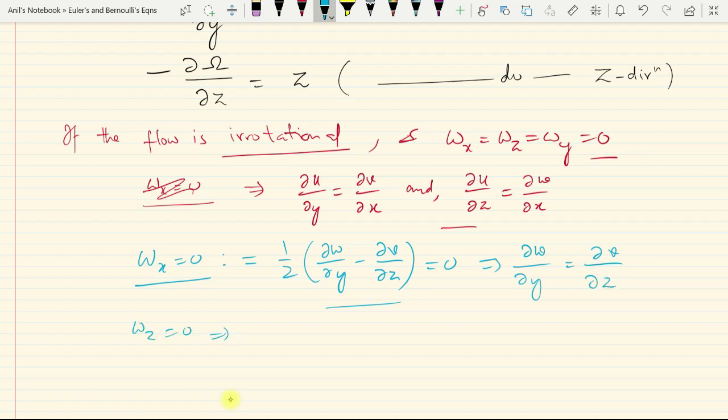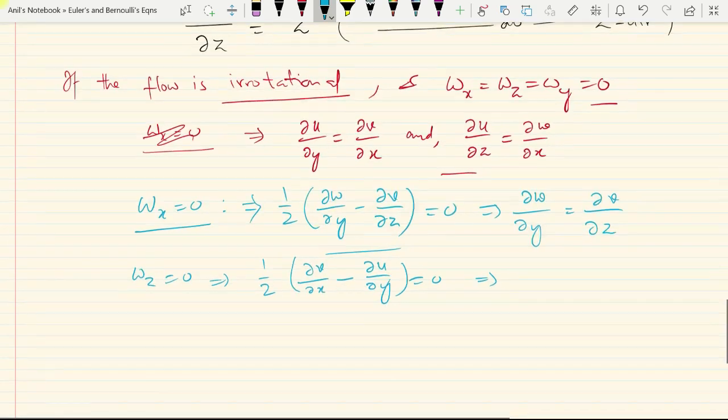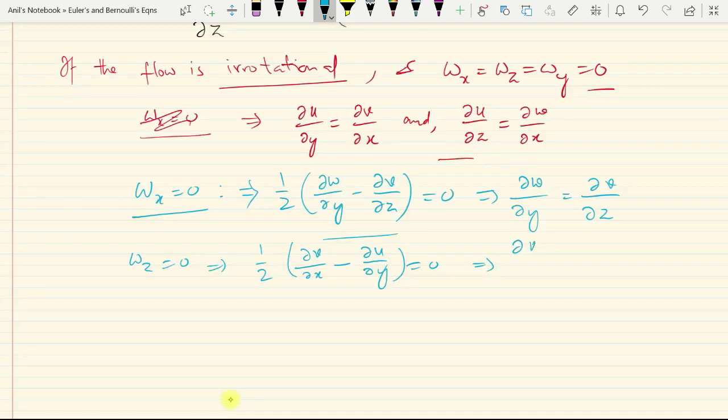Similarly, omega z is equal to 0, that means half of del v by del x minus del u by del y will be 0. That will give us del v by del x is equal to del u by del y. So all these are angular velocities.